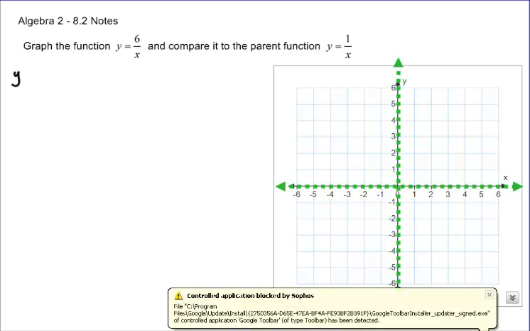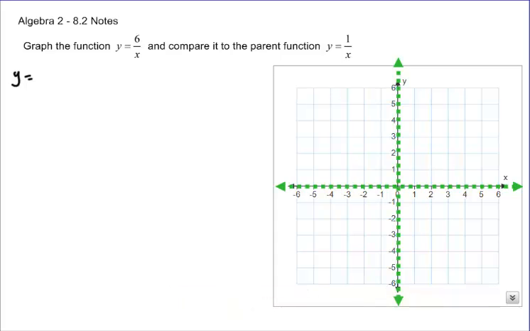So let's just really investigate y equals 1 over x. What we'll do is pick some x coordinates, and we'll find some y coordinates. Let's look at negative 3, negative 2, and negative 1. We can't look at 0. Then let's look at 1, 2, and 3.